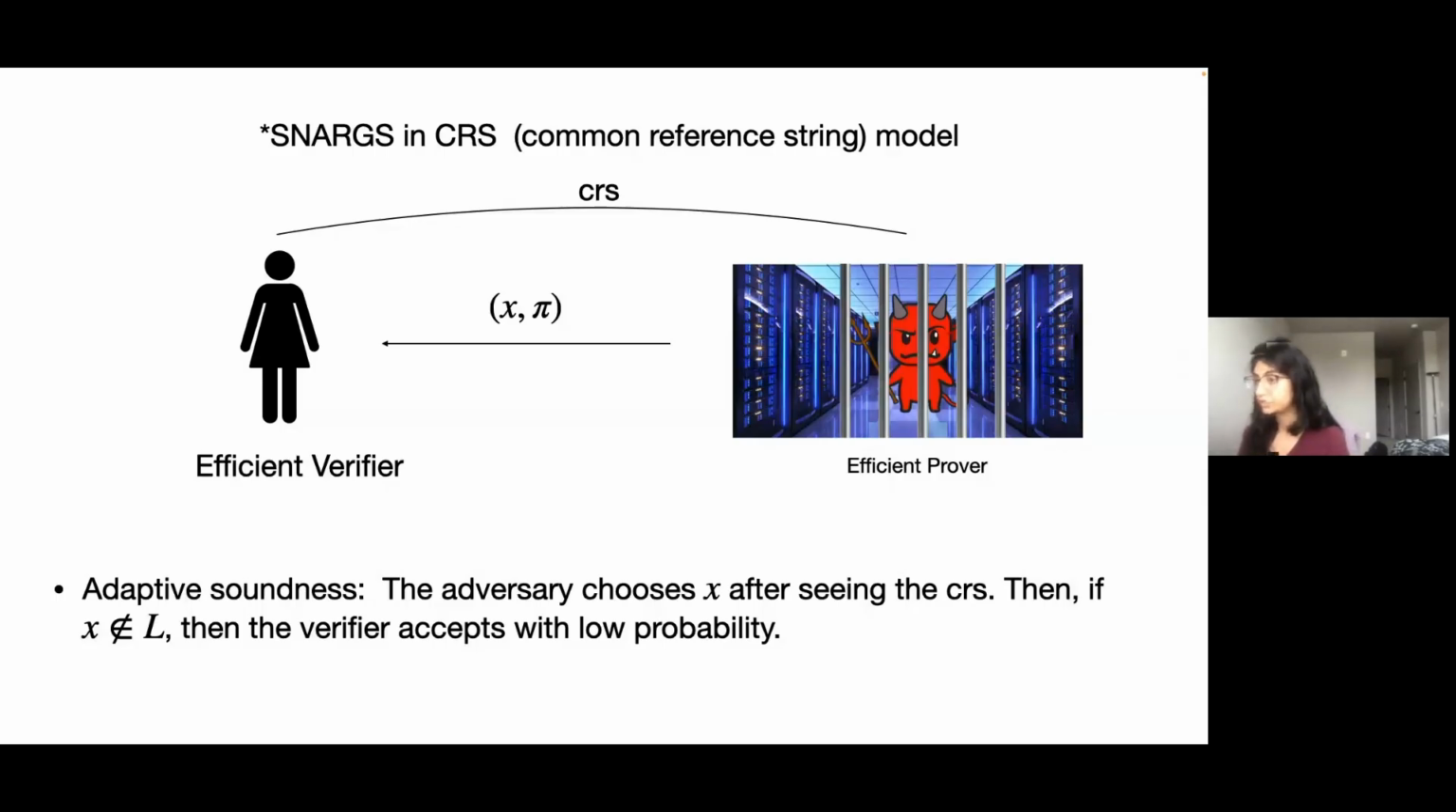In this case, the adversary is allowed to choose the statement after seeing the CRS. Then if the statement is not in the language, the verifier accepts with low probability. The point is that you need soundness to be preserved even though the adversary is allowed to choose the statement after having knowledge of the structured CRS. So given that the SNARG is in the CRS model and has adaptive soundness, the Gentry-Wichs result holds.